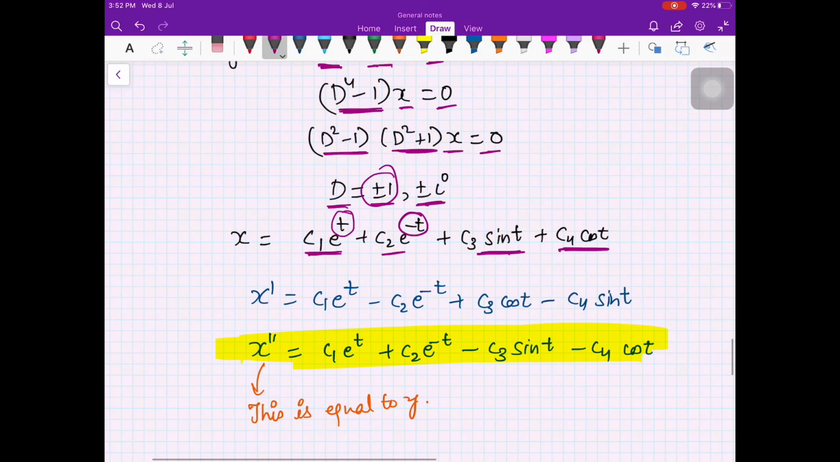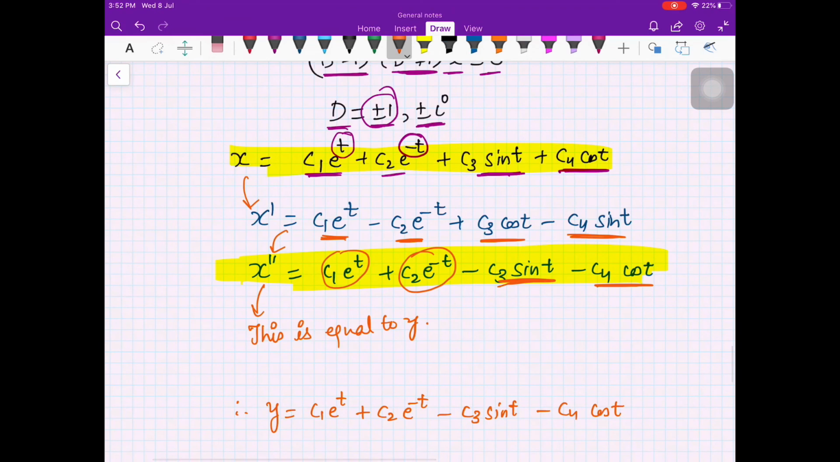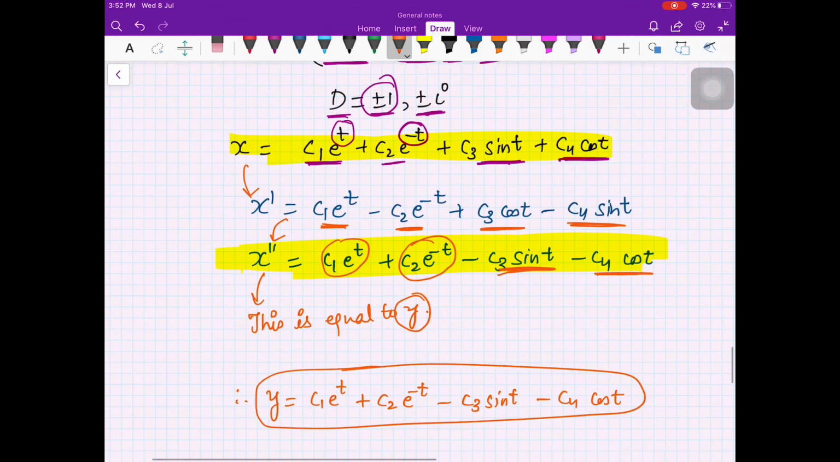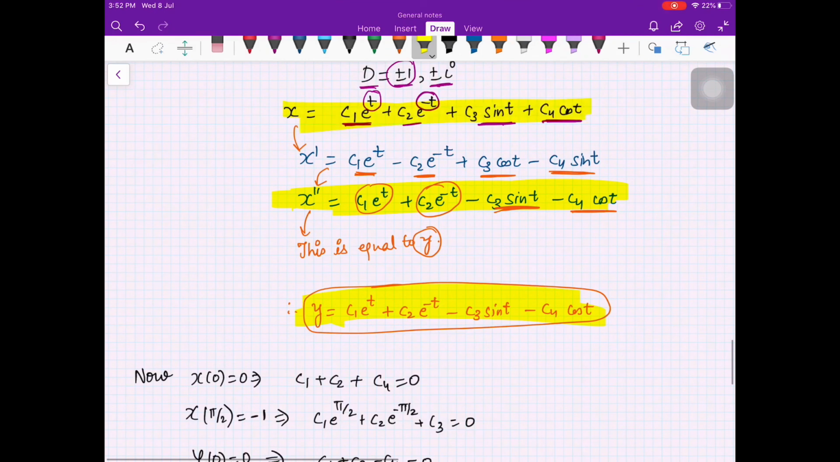Now you see that y is x double dash. So you want to find the double derivative of this particular quantity here. If you differentiate it once, you'll get c1 e^t minus c2 e^(-t) plus c3 cos t minus c4 sin t. Differentiate it again, and you'll get c1 e^t plus c2 e^(-t) minus c3 sin t minus c4 cos t. So you get x double dash, and this is equal to y. So this is your y here, and this is your x, right?